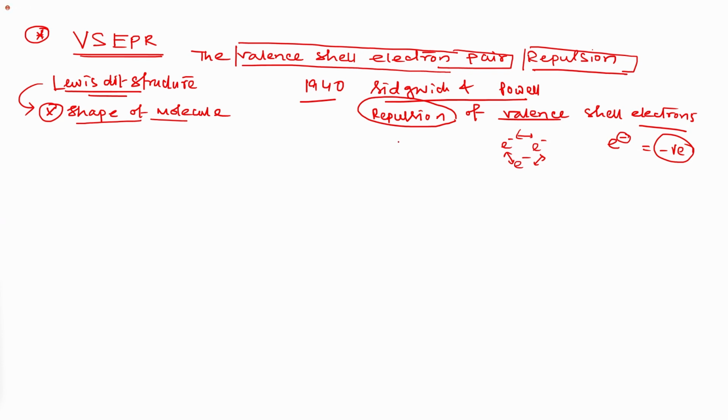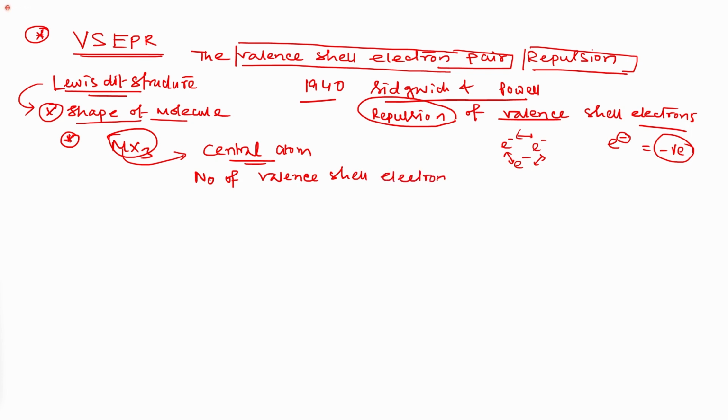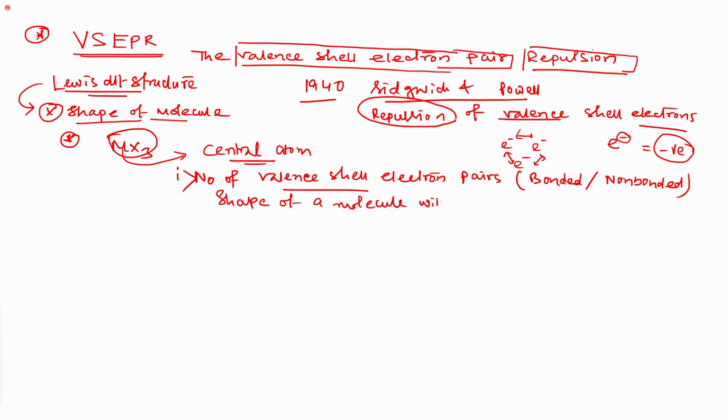Now there are some postulates of the VSEPR theory. The first postulate is that the shape of a molecule depends upon the number of valence shell electron pairs, bonded or non-bonded, around the central atom. Whatever molecule it is, you first have to identify the central atom. About this central atom, the shape or structure of the molecule will be determined, based on the number of bonded or non-bonded valence shell electron pairs. This is the first postulate.